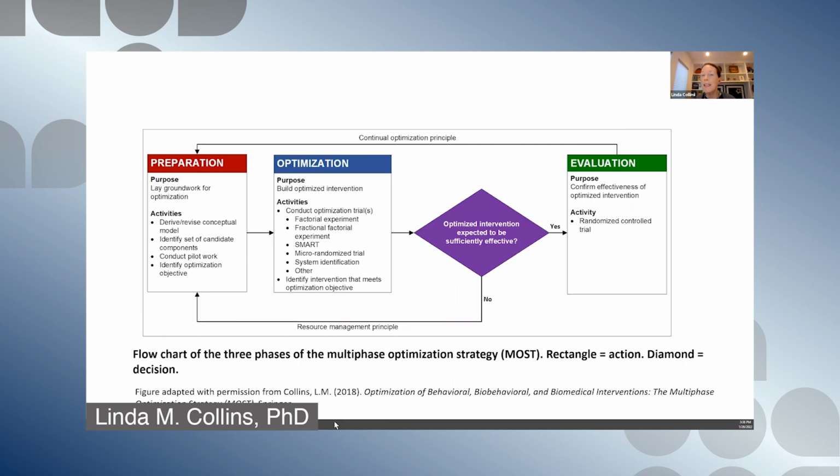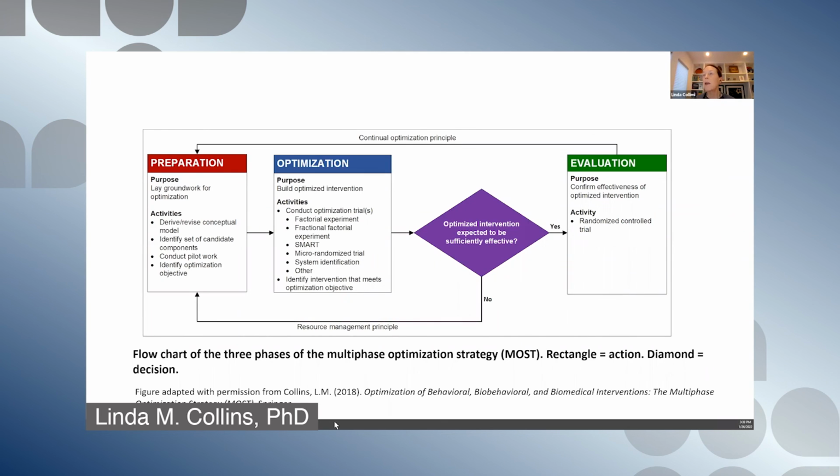I'm calling them candidate components because there's no guarantee that they're going to end up in the optimized intervention. You're going to test them in the optimization trial to see whether you're going to put them in the optimized intervention. They have to perform well enough in order to get into the optimized intervention. So the candidate components go into the conceptual model, and you specify exactly how these components are expected to affect the process that you're trying to intervene on.